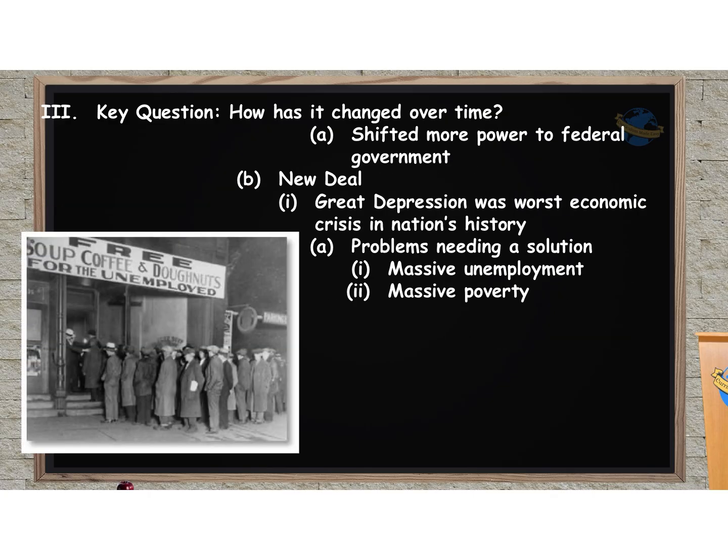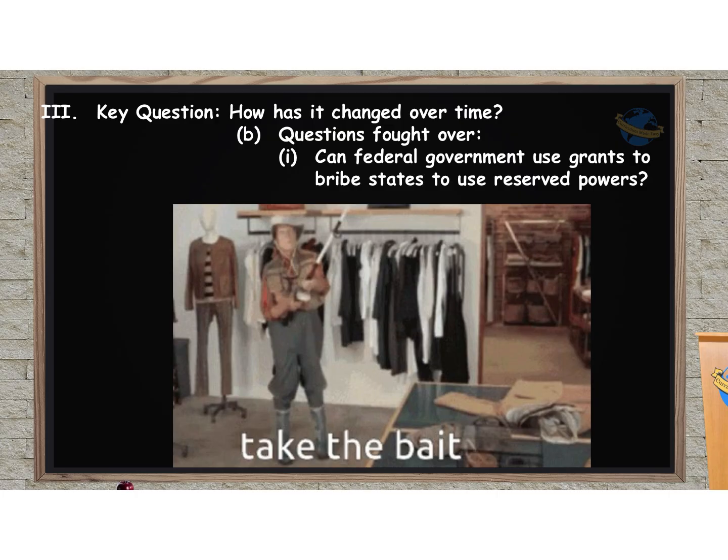The next big change that happened was during the New Deal. The Great Depression was the worst economic crisis in the nation's history, and there were a lot of serious problems that needed a solution. Massive unemployment with thousands of people out of work, tens of thousands, hundreds of thousands. You had groups of people wandering from town to town, city to city, looking for jobs. There was massive poverty on a scale the U.S. just hadn't seen before.